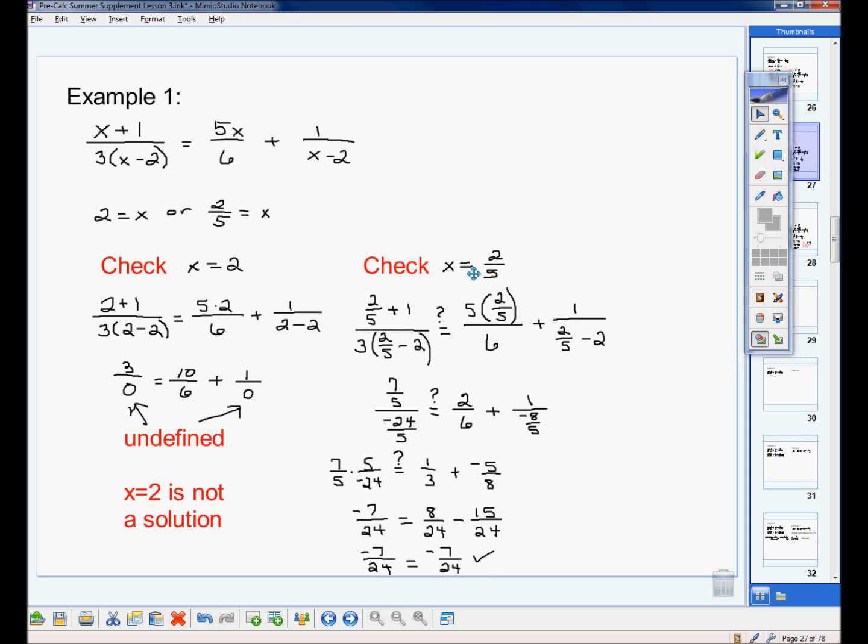We never got a 0 in the denominator, so that means that x equals 2/5 is the only answer because the other one turned out to be a fake. So we have one answer to that problem. X equals 2/5 is the only number that will actually solve this without giving us a mistake. All right, let's check another one.